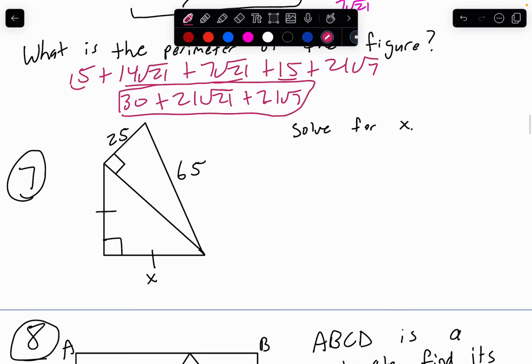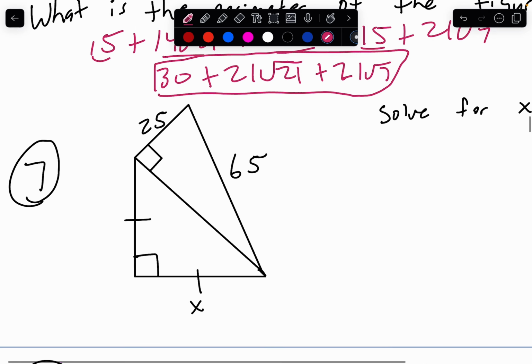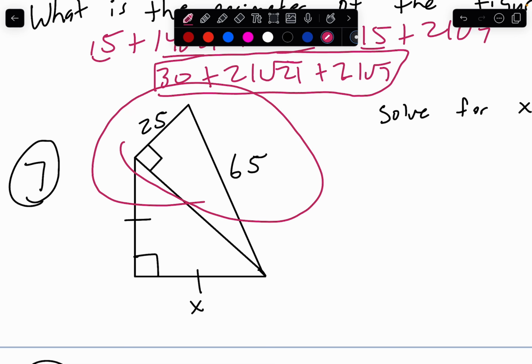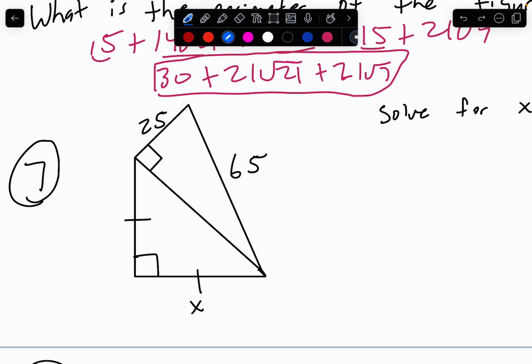All right, number 7, solve for x. We got a couple right triangles. This one we actually have some numbers on, so let's work on that one first. I would reduce and see what we got. Both of these are divisible by 5. If I divide by 5, this would be 5. Divide by 5, this would be 13. Oh, I'm loving this. So the hypotenuse is 13, so this would be a 5, 12, 13 triangle. So this would be 12 times 5. This would have to be 60.